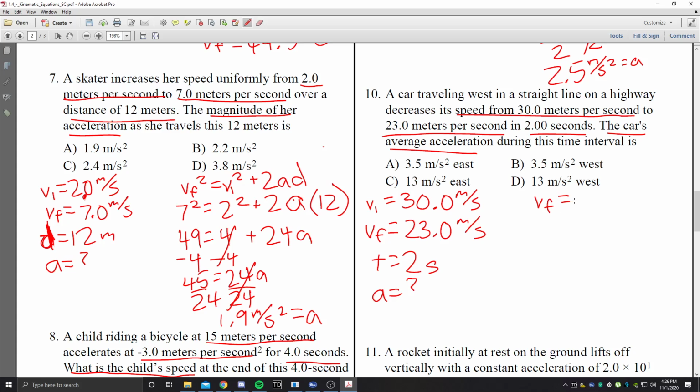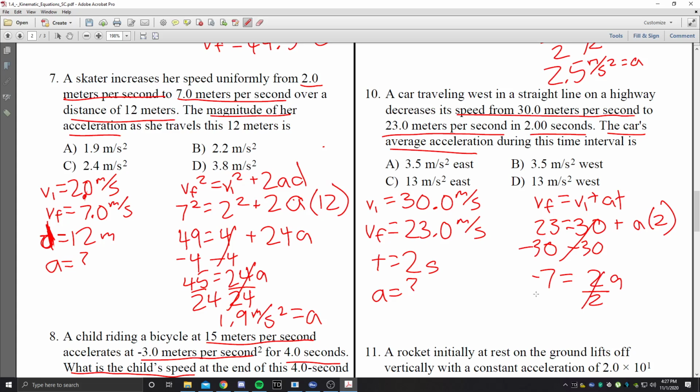So we're going to use this formula. 23 is equal to 30 plus A times 2. Minus 30, so -7 equals 2A. So -3.5 meters per second squared is equal to A. But what does this mean, right? It's not really an answer choice. There's no negative answer choice.